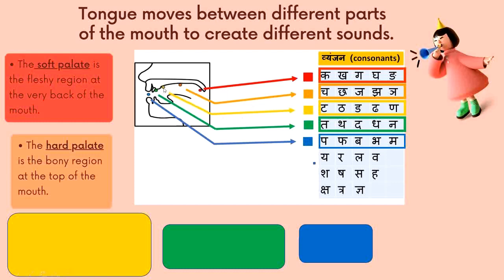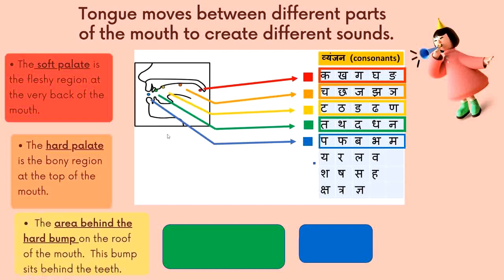The third part is shown in yellow color and it is used to pronounce all the members of the third group. This part is called the teeth ridge. This is the area behind the bumps behind the teeth. That means you have teeth. Behind your teeth there are bumps and the area behind the bumps is used to pronounce third group Vyanjan.